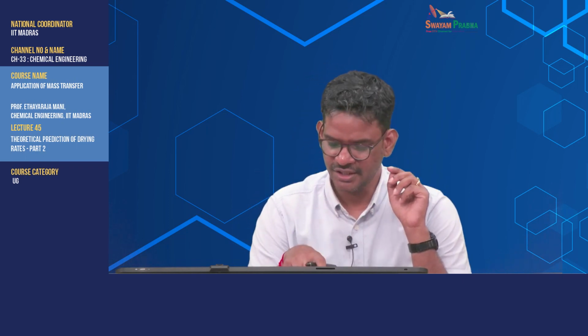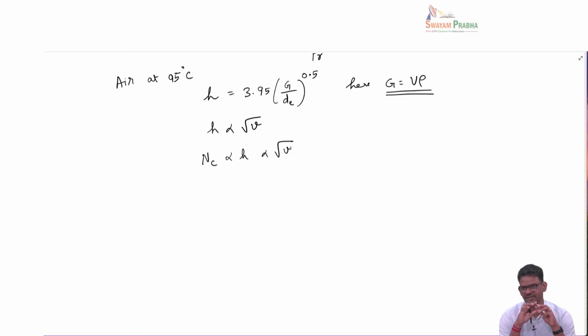In that case, I can use these correlations to find how I would have to recalibrate my constant drying rate. It is going to be proportional to the square root of the velocity. So if I just double the flow velocity, NC will go up by square root of 2, which is some 41% more than the previous. So that is a big use of this kind of analysis.